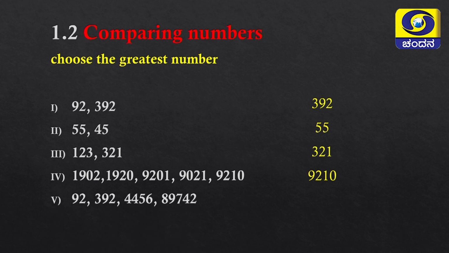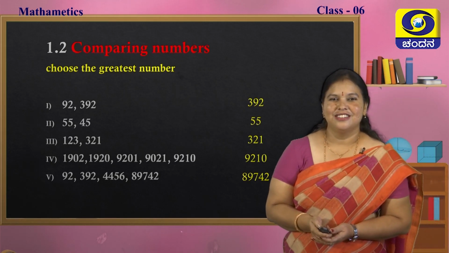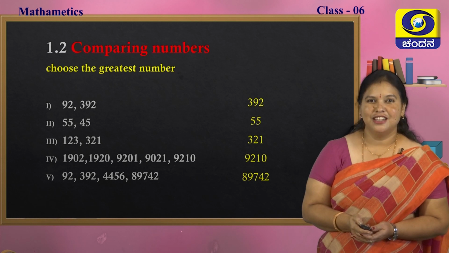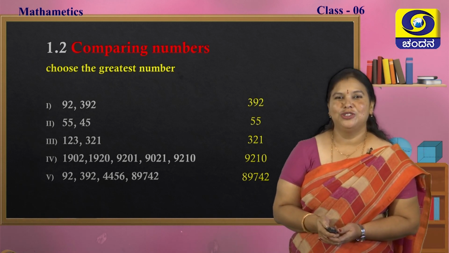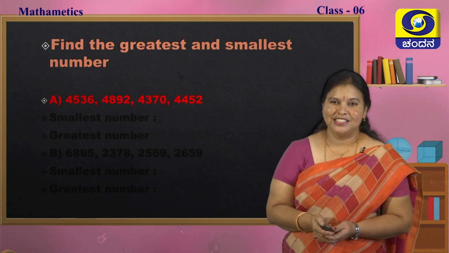Here I have given four numbers, that is 92, 392, 4456 and 89,742. You have to identify the greatest number here. Yes, it is 89,742. Very good, students. Well done. Okay. So, you have learnt how to compare numbers, how to identify the greatest number and how to identify the smallest number. Let's move on to the next. Here you have to find the greatest and smallest number. Let's practice some more examples.